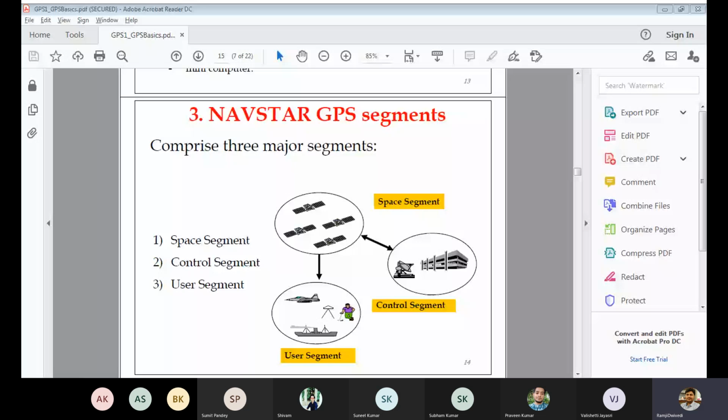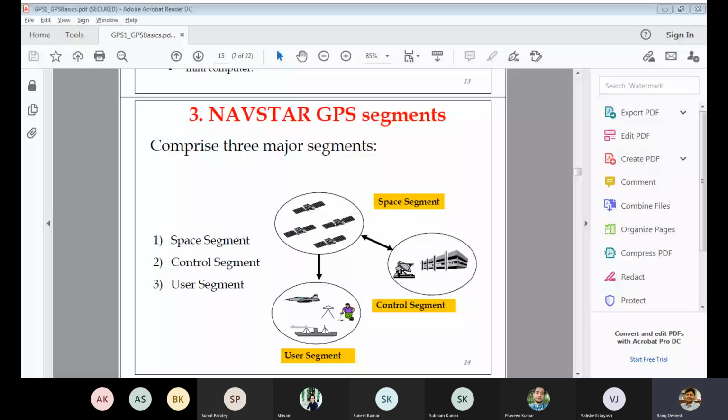So what does the satellite constellation downlink? One is coded ranging signals. That is one component you must know at this time. Second is position information. Third is atmospheric data. And fourth is LMNX. Now I'll discuss each one by one. What do you mean by coded ranging signal?